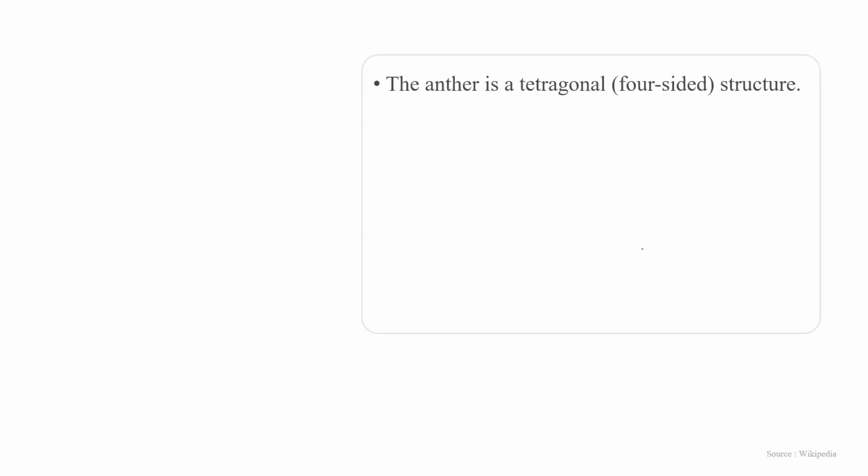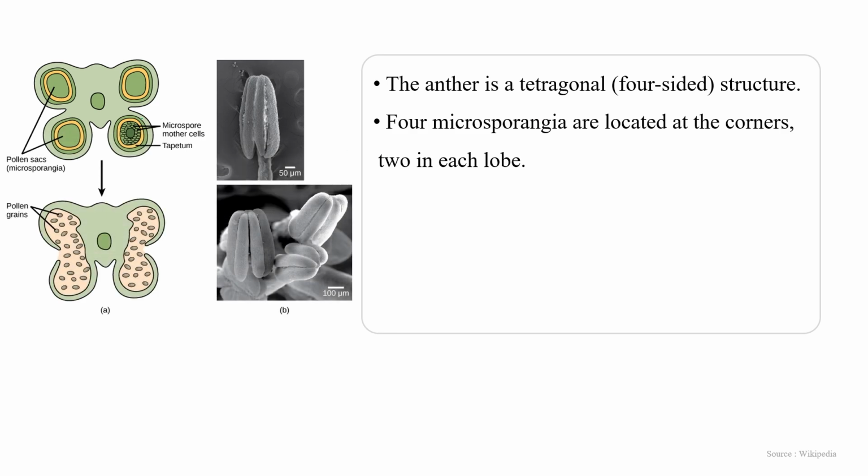of the anther. The anther is tetragonal in structure, meaning a 4-sided structure. It is a 4-sided structure like this: 1, 2, 3 and 4. Okay, so it is a 4-sided structure, as you can see in these microscopic images also. So it is tetragonal in structure in which 4 microsporangia are located at the corners. 1, 2, 3, 4. 4 microsporangia.